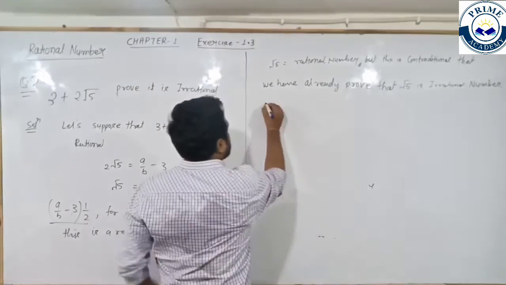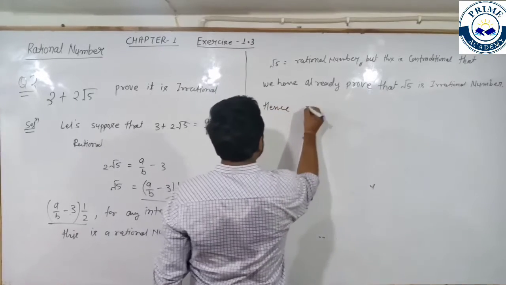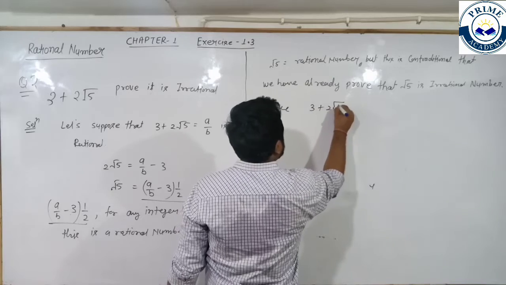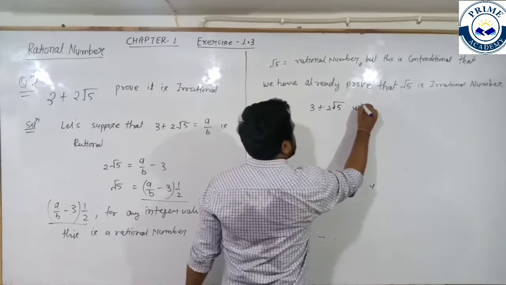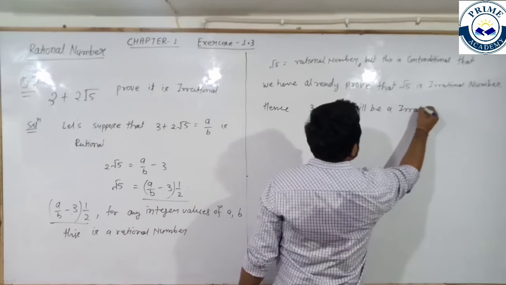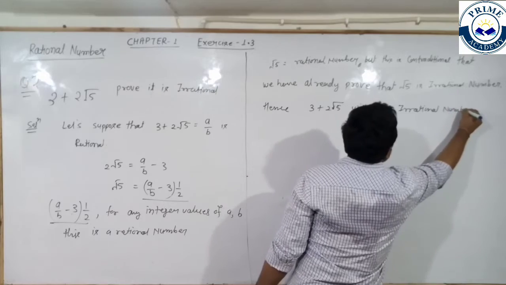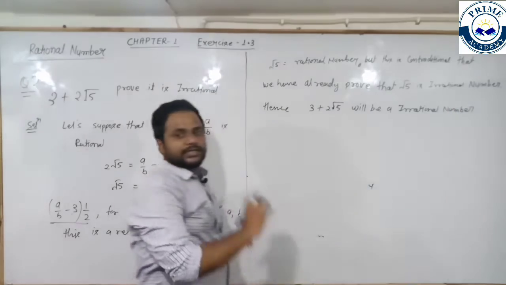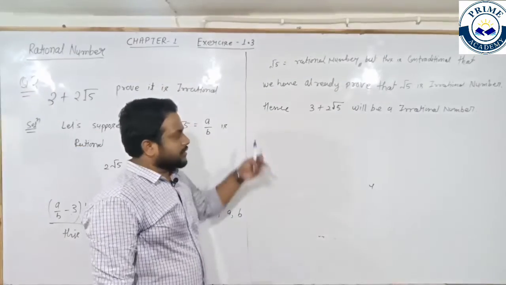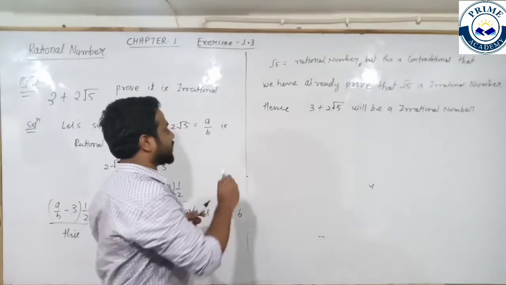Hence, if root 5 is an irrational number, hence 3 plus 2 root 5 will be an irrational number. Always, right?